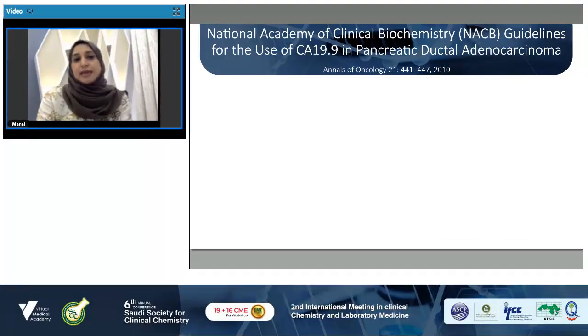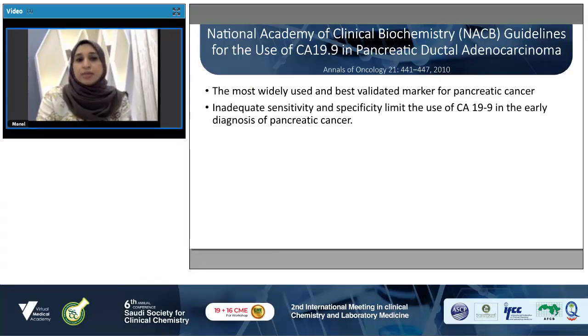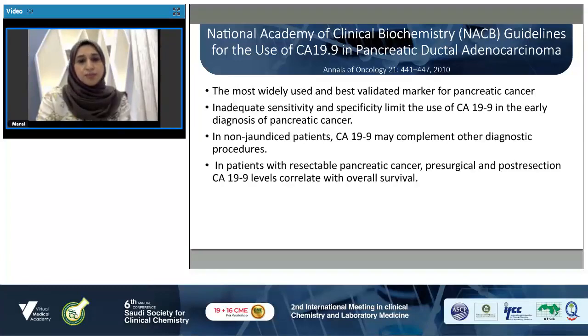What are the guidelines? This is from the National Academy of Clinical Biochemistry for the use of CA19.9 in patients with pancreatic adenocarcinoma. First of all, it's the most widely used and best validated marker in pancreatic cancer. Inadequate sensitivity and specificity have limited the use of CA19.9 in early diagnosis of pancreatic cancer. In a patient who is non-jaundiced, CA19.9 may complement other diagnostic procedures.